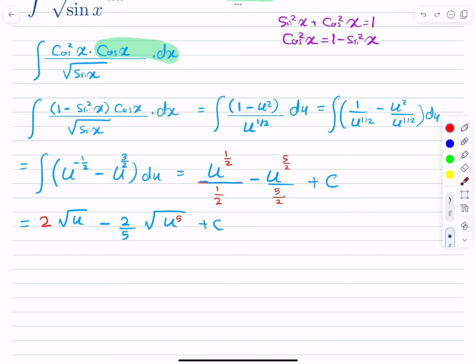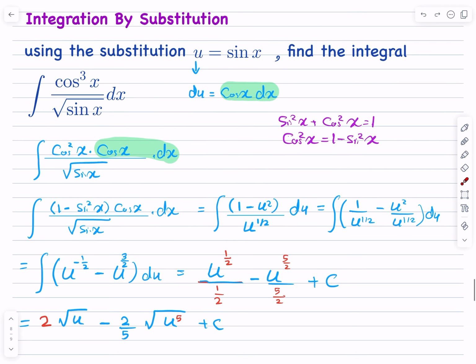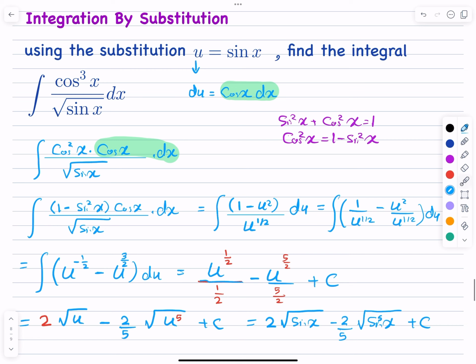So now at the end of the integration, we shouldn't forget that we have to replace u back by what it was before, which is sine x. So we will have now 2 square root of u, which is square root of sine x, minus 2 over 5 square root of, here we have u power of 5, which is sine x and all power of 5, plus c. So this is the final answer or the integral to this question.